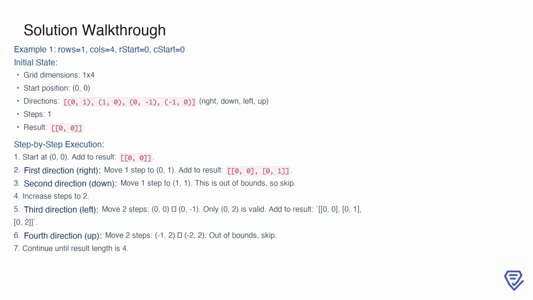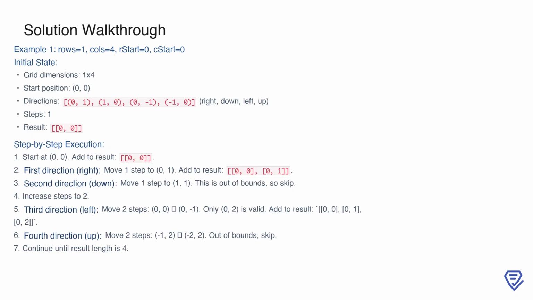Starting at 0, 0, we include it in the result. Moving in the first direction, right, we take one step and arrive at 0, 1, which is valid, so we include it in the result. Next, we attempt to move down by one step to 1, 1, but this position is out of bounds, so we skip it. At this point, we increase our step size to 2.